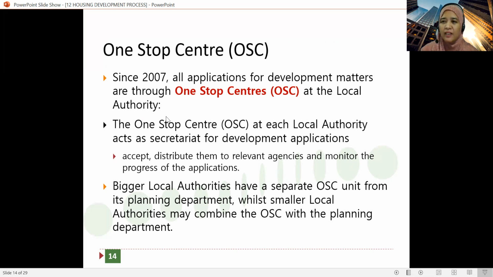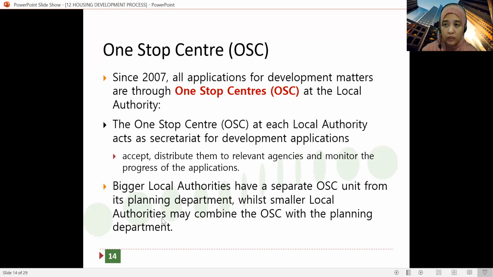Dia cuma postman. Boleh cakap macam tu. Yang mana is a place where you submit your development application, they will help to process the application. Bigger local authorities have a separate OSC unit from its planning department. While smaller local authorities may combine the OSC with the planning department.